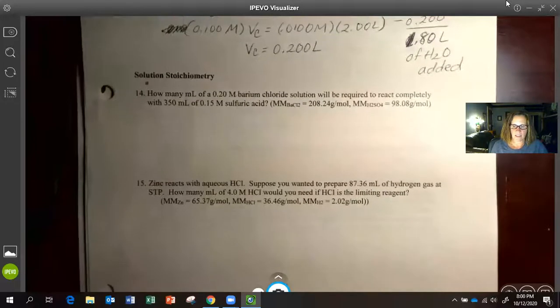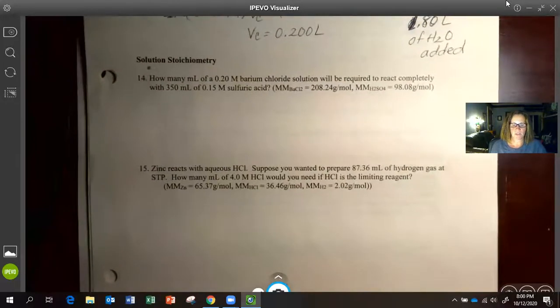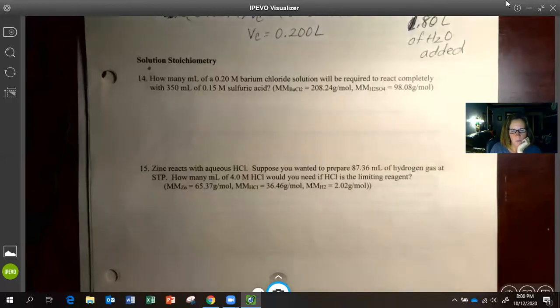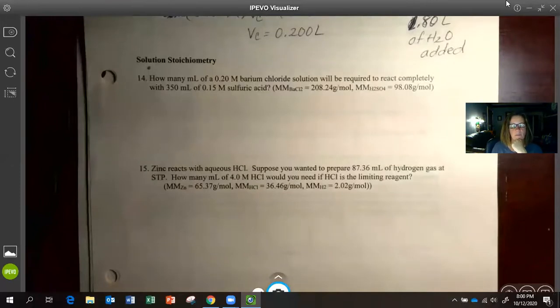Our next topic we're going to go through is solution stoichiometry. Essentially, these are stoichiometry problems where we're using mole ratios and molarity to calculate quantities. So we're going to look at a couple examples of these. Like any stoichiometry problem, we're going to start each problem with a balanced chemical equation and a quantity, and then we're going to solve for an unknown.